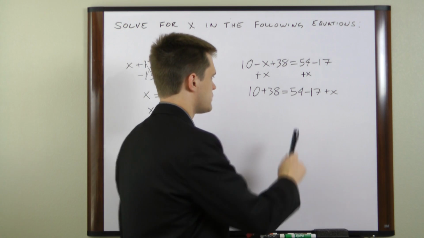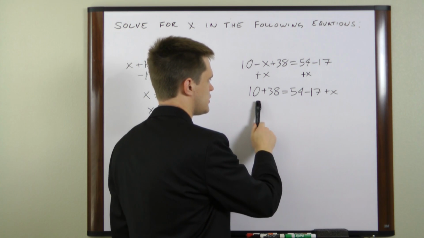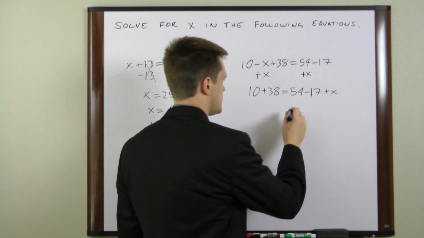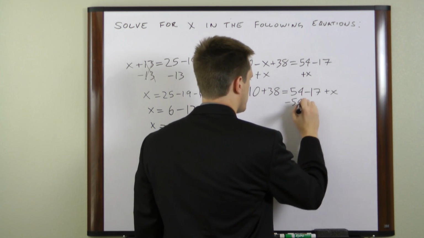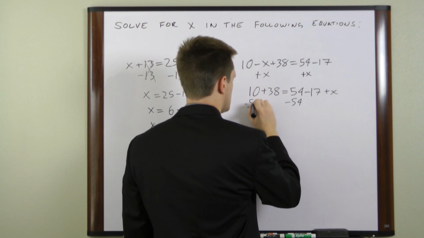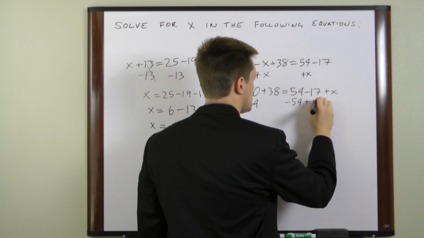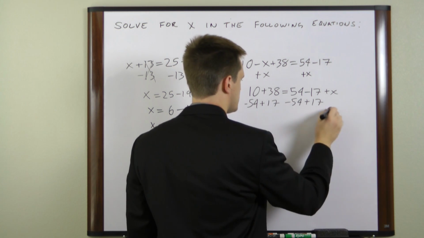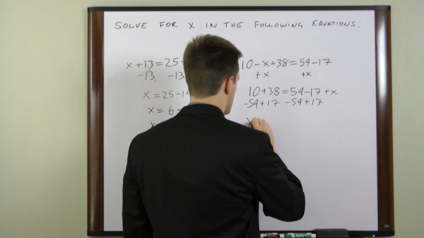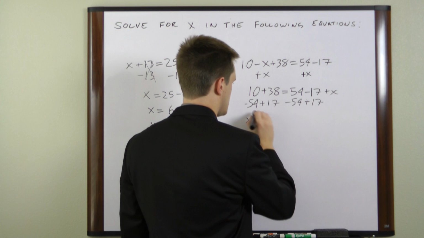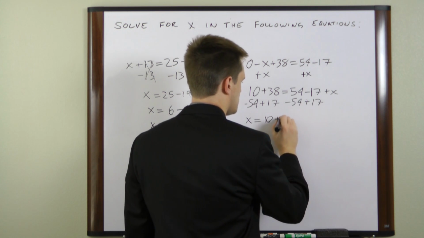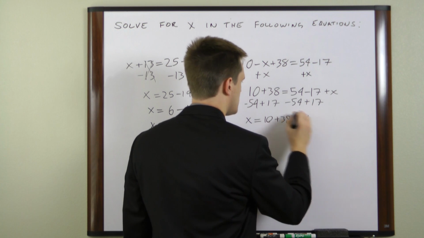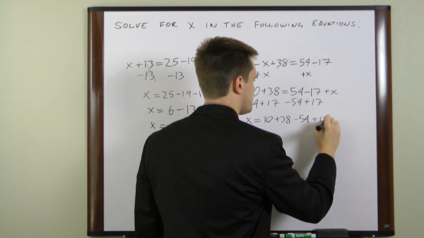Okay, the next step is going to be to move these numbers over to this side so that x is over there by itself. So we need to subtract 54 from both sides and add 17. So what we have now is x equals 10 plus 38 minus 54 plus 17.